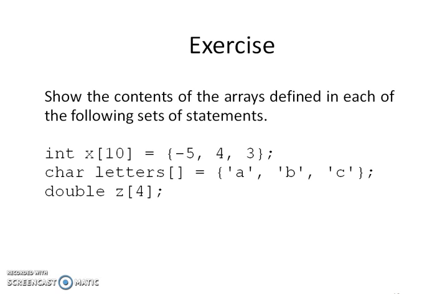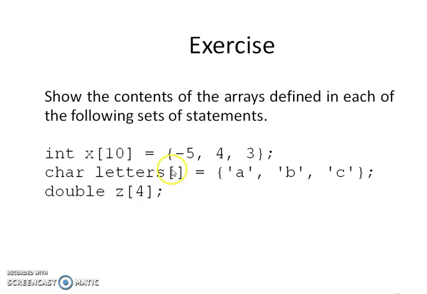Show the content of the arrays defined in each of the following statements. We will take up a small exercise here. What are the contents of the array X in this first example? X of 10 is in curly braces minus 5, 4, 3. Then X of 0 contains minus 5, X of 1 contains 4, X of 2 contains 3, and from X of 3 onwards, all are initialized to 0.